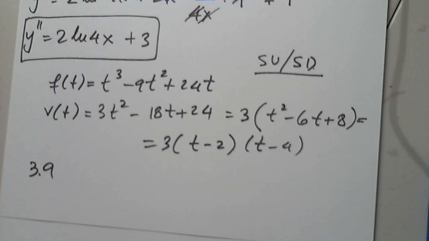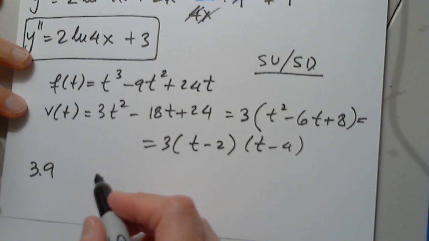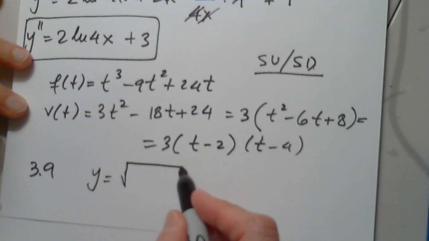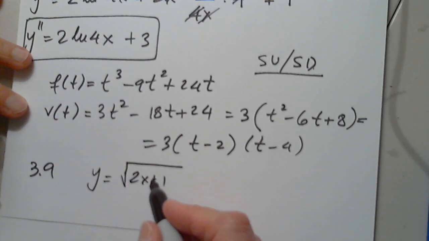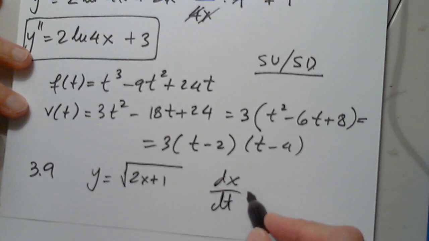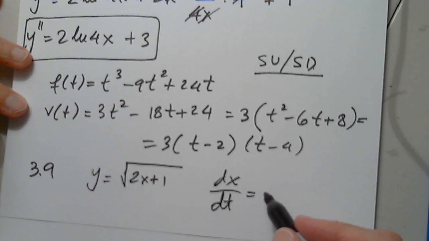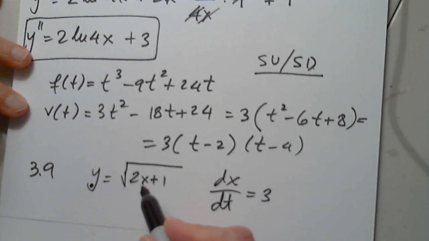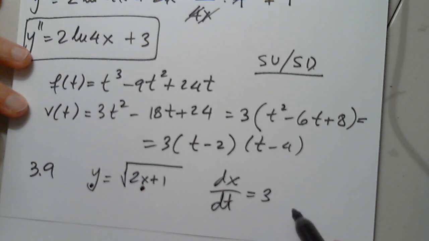Mine gave an equation for 3.9, and it said y equals the square root of 2x plus 1. And then it said dx over dt equals 3, because x and y are both functions of t, functions of time. So dx over dt equals 3. Find dy over dt when x equals 4.